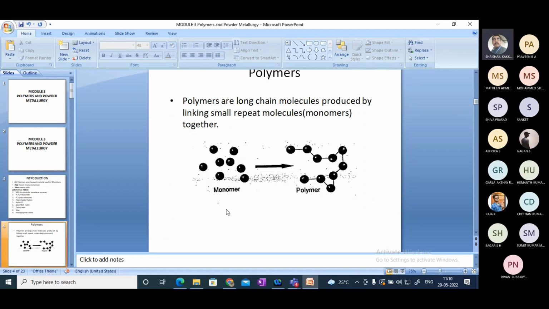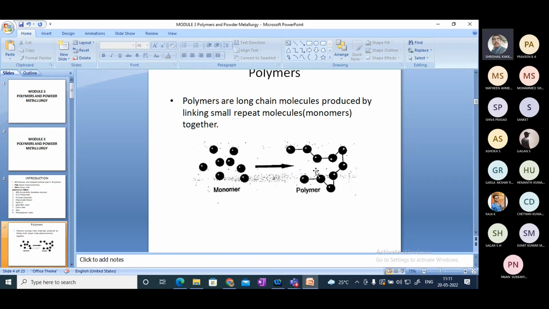Okay, and these polymers, as I told you, their nature are natural characters. In other words, we can say polymers are having long chain molecules, and they will be produced by linking the small repeated molecules. That means the small monomers. Monomers are the individual molecules, and these repetitions will be done by making a polymerization. Polymerization means linking together different monomers together. It will be forming the polymers.